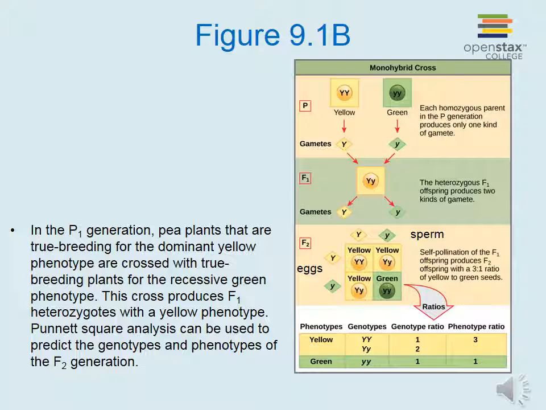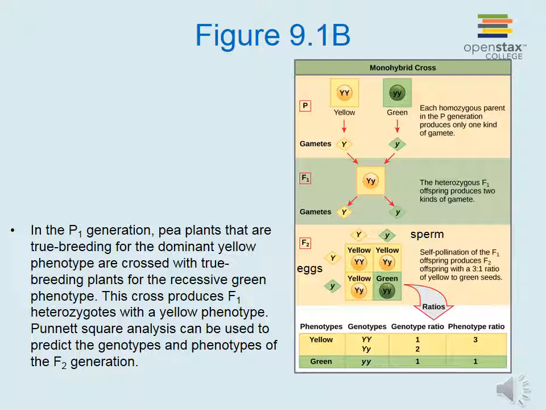If a sperm with a dominant allele fertilizes an egg with a dominant allele, the offspring will be homozygous dominant and have yellow seeds. If a sperm with a dominant allele fertilizes an egg with a recessive allele, the offspring will be heterozygous and have yellow seeds. If a sperm with a recessive allele fertilizes an egg with a dominant allele, the offspring will be heterozygous and have yellow seeds. If a sperm with a recessive allele fertilizes an egg with a recessive allele, the offspring will be homozygous recessive and have green seeds.